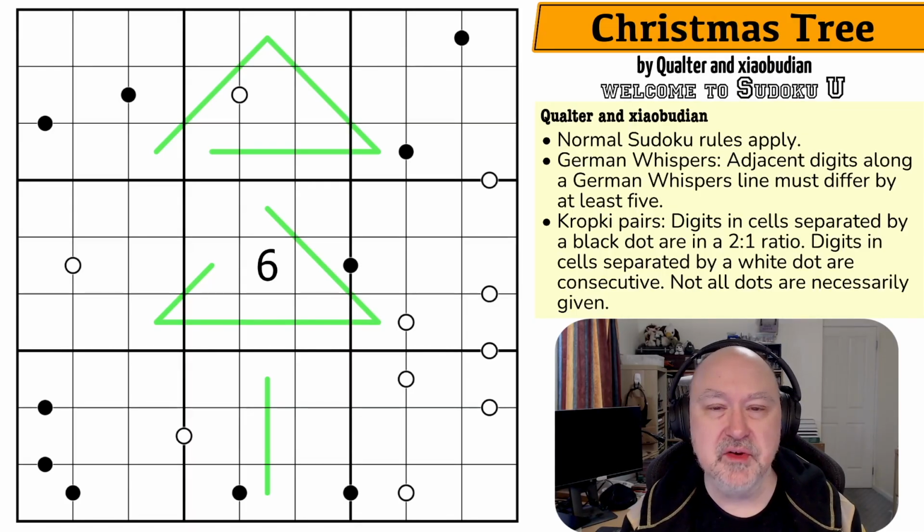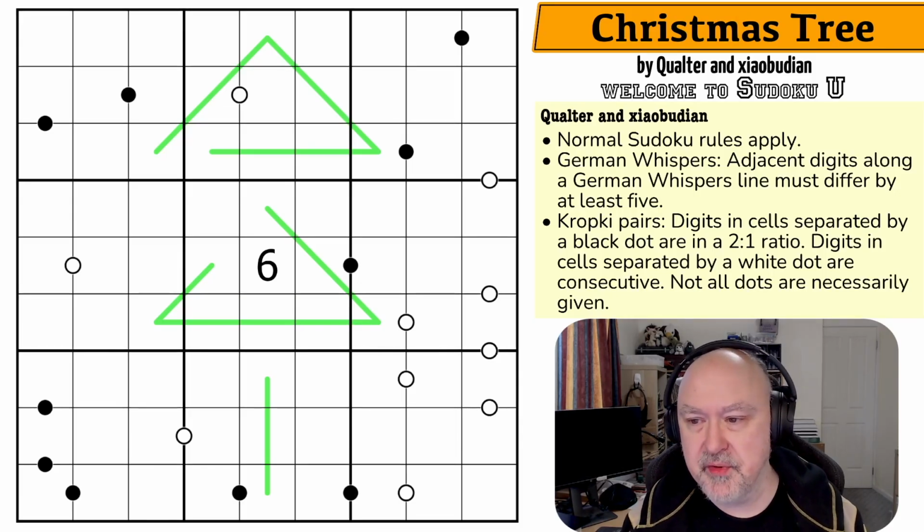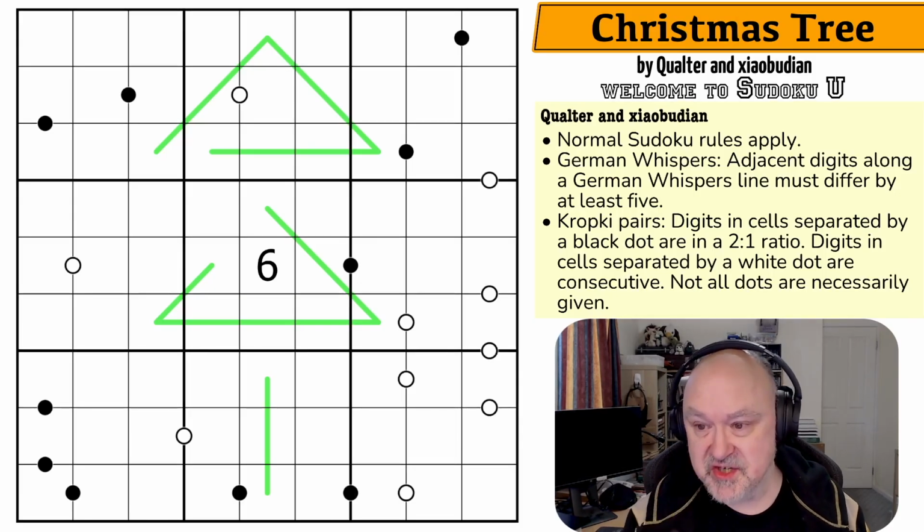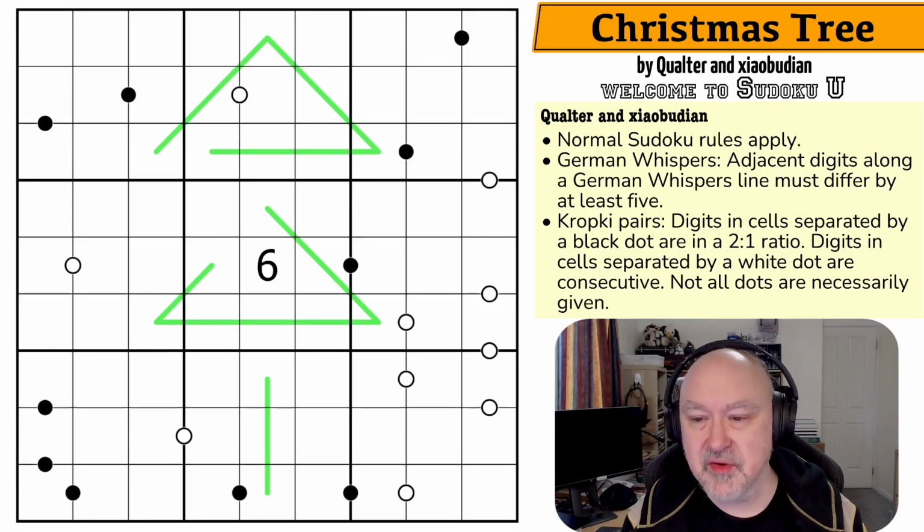But for now, let's look at Christmas Tree by Qualter and xiaobudian. I'm terrible at the pronunciation of the names, but let's have a look at the puzzle. So what do we have? We have normal Sudoku rules apply.